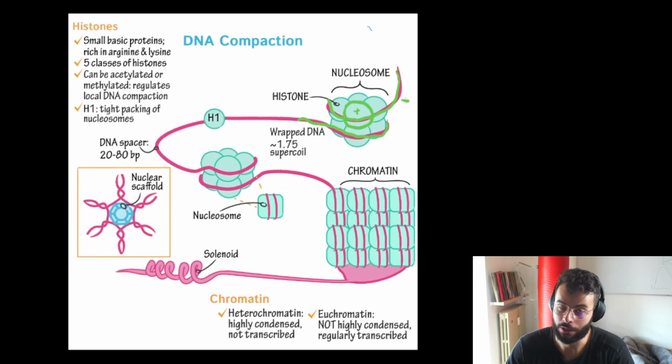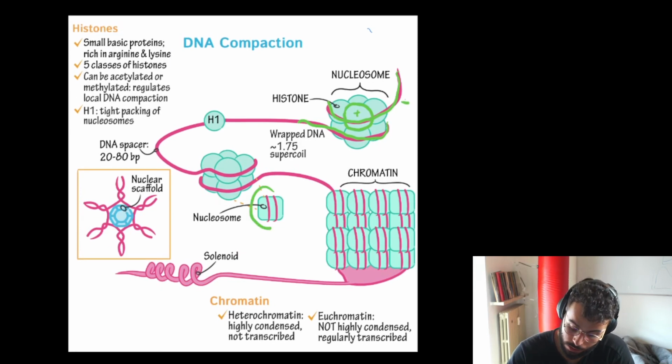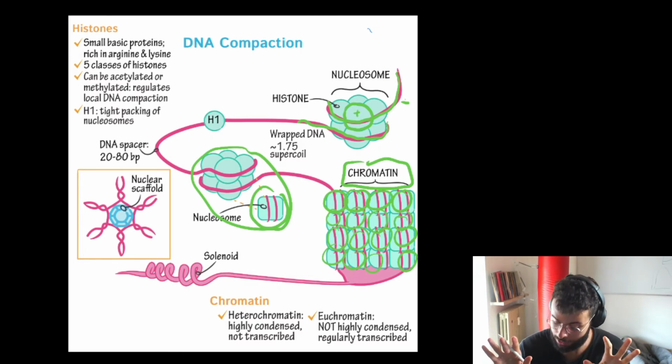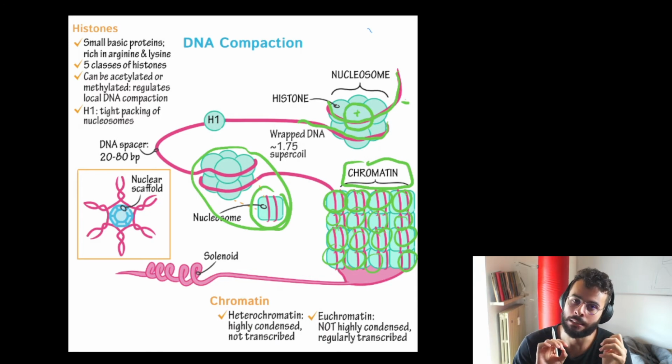The next form of the DNA compaction is where we take the nucleosomes and we put them together in a more dense structure, which is called a chromatin. A chromatin is multiple nucleosomes that come together. Now we have two types of chromatin that are very important and high yield to remember for the admission exams. One is euchromatin. Euchromatin is the less dense chromatin form from the two that we are going to discuss. And when you have a less dense form of chromatin, we can actually transcribe this part of the DNA.